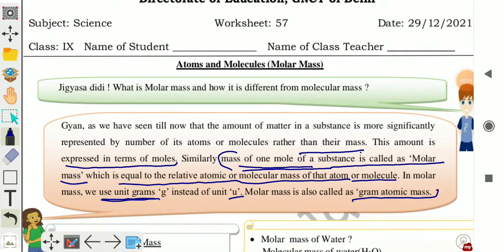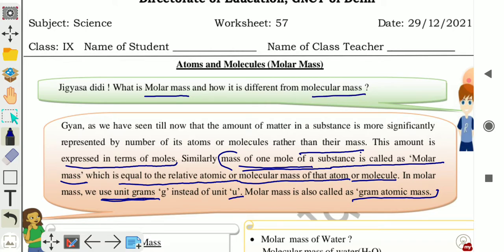Welcome children. Today's worksheet number 57, Atoms and Molecules. In this worksheet, we will learn about molar mass. What is molar mass and how is it different from molecular mass? So today we will discuss the relation between the molar mass and the molecular mass.